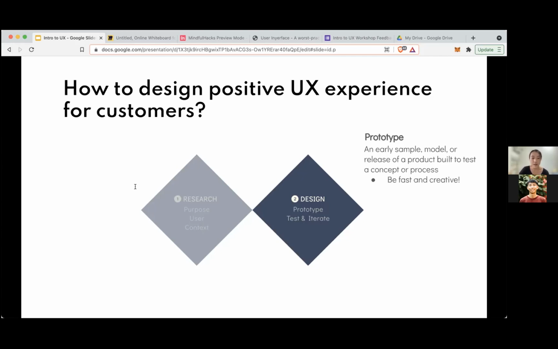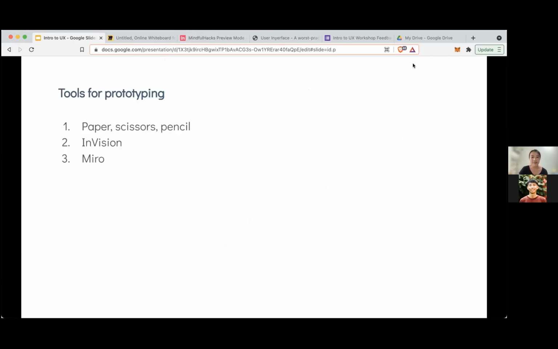So I'm going to be talking about the 3 tools that you can use in the prototyping stage. The 3 tools are paper, scissors, and pencil, and Envision and Miro. I know you might be thinking, what, paper can make a prototype? Yes, because the key of prototyping is to be fast and creative. So what you absolutely cannot do is spend hours trying to get your prototype to be perfect. Instead, you should use the most accessible resources to generate a prototype. And so the process has to be fast. As long as a prototype can create interaction already, then you can move on to the next phase. And we will talk about the next phase later.